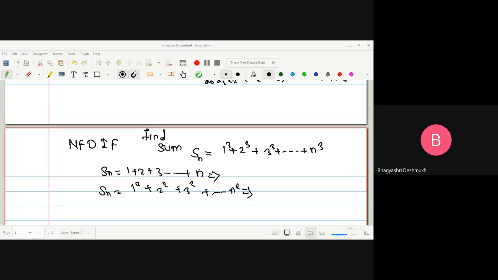फर्स्ट n साठी n into n plus 1 upon 2 असते. What about square? n into n plus 1 into 2n plus 1 upon 6. Next, for cube. क्यूब साठी n into n plus 1 upon 2 चा स्क्वेअर असतो, पूर्णचा स्क्वेअर असतो. म्हणजे n square into n plus 1 bracket square divided by 4 असणार.